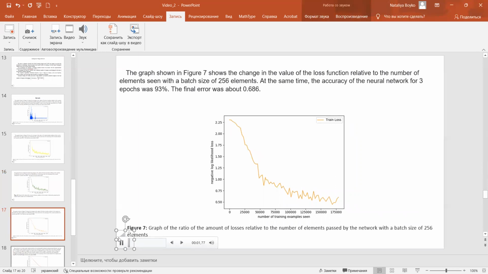The graph shown in figure 7 shows the change in the value of the loss function relative to the number of elements seen with a batch size of 256 elements. At the same time, the accuracy of the neural network for 3 epochs was 93%. The final error was about 0.686. Figure 7. Graph of the ratio of the amount of losses relative to the number of elements passed by the network with a batch size of 256 elements.